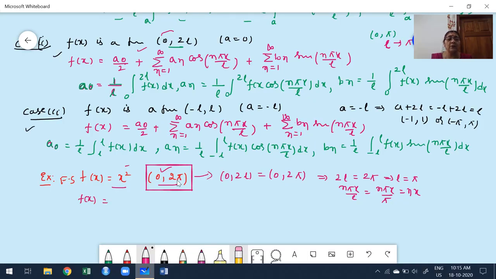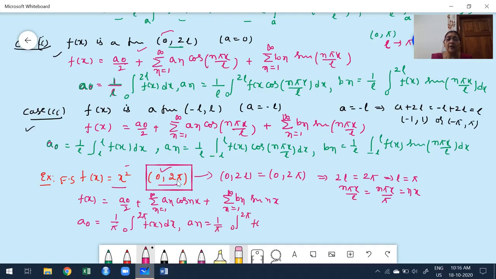Then what's our Fourier series here? F of x is equal to a naught by 2 plus summation n ranging from 1 to infinity an cos nx plus summation n ranging from 1 to infinity bn sin nx. Where a naught is 1 by L. What is L? L is pi, so 1 by pi, integral from 0 to 2 pi, f of x dx. What's the formula for finding an? 1 by pi, integral from 0 to 2 pi, f of x.